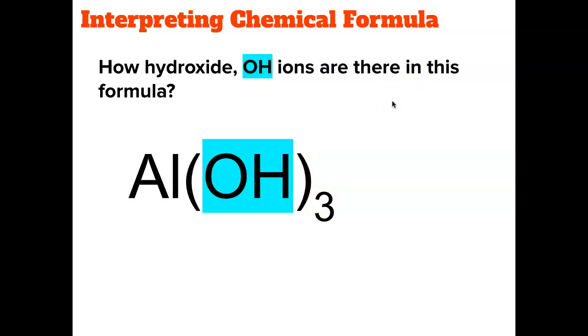And then finally it asks how many hydroxide ions there are. So hydroxide is made of the oxygen and the hydrogen. So this whole thing highlighted in blue is one big group. And then we see that we have a multiplier of 3 on the outside. So this means that we have 3 groups. So we have 3 hydroxide ions.